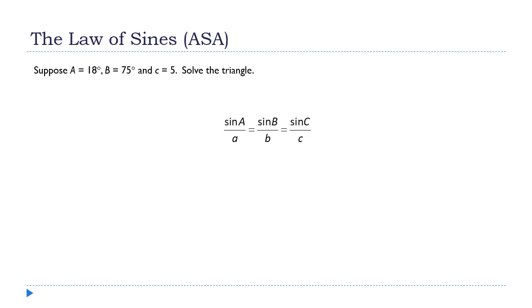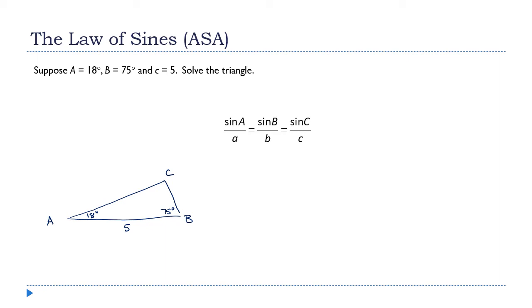Okay. Now how about the angle side angle case? All right, well, again, let's start with a diagram. I'm going to sketch in a picture here. It's going to look something like this. I have angle A, that's 18 degrees, and I have angle B, that's 75 degrees, and side C, see that is angle side angle, this is the side in between, that is 5.